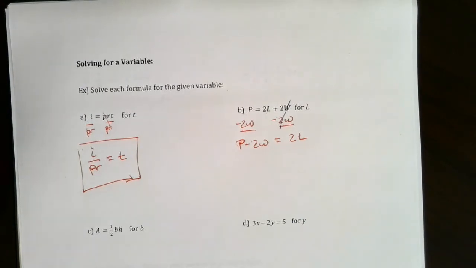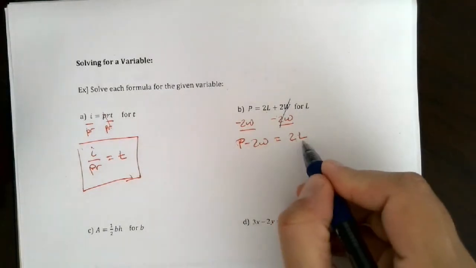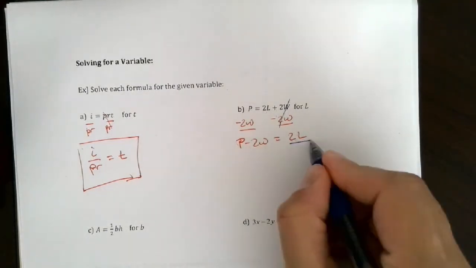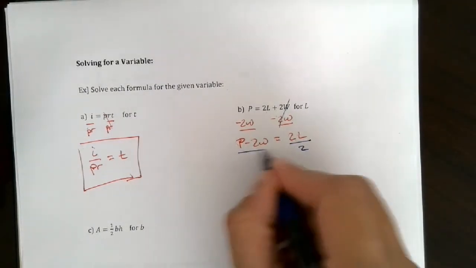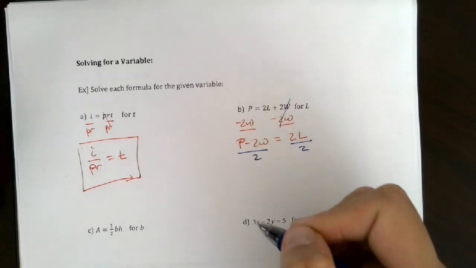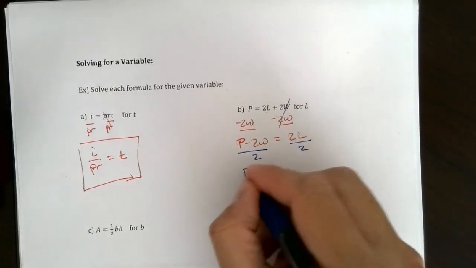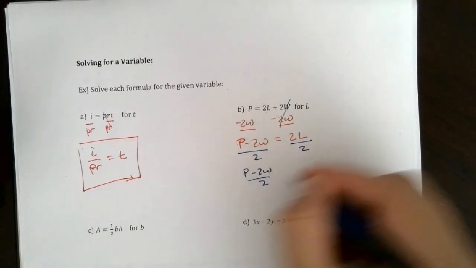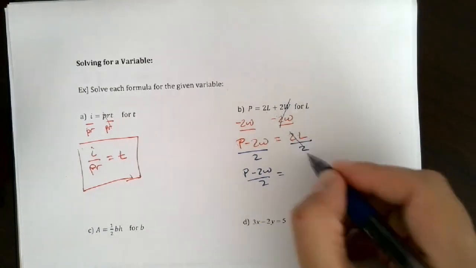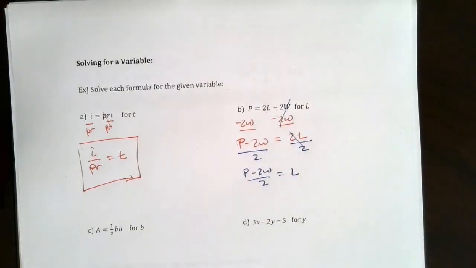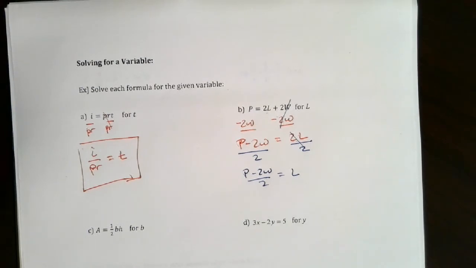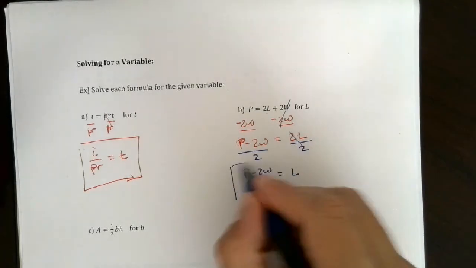So to solve this for L, this is 2 times L. What do you think we should do? Well, we should divide both sides by 2. I'm going to divide this entire side by 2. Make sure you're dividing the entire side. So I'm left with P minus 2W over 2 is equal to, the 2's cancel here, I'm just left with L. Now, we solved for L. L's by itself on one side, right? And there's no other L's showing up in the problem. So we've gotten L by itself. You could leave it like this.